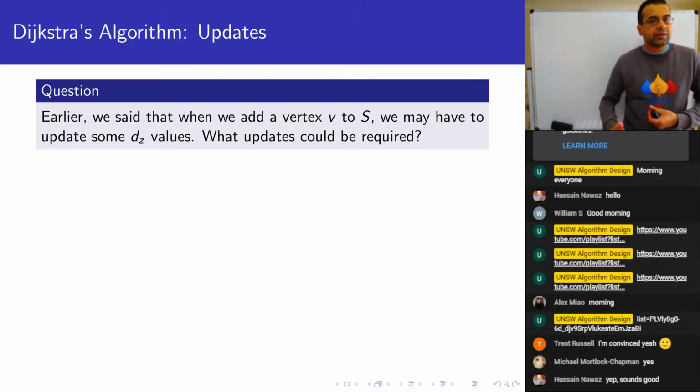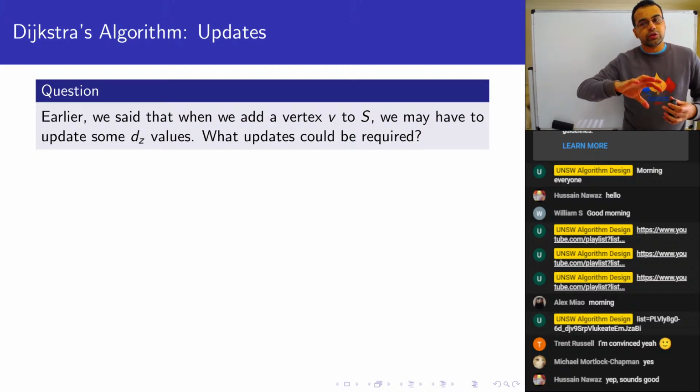And what updates exactly are required by this? When I add a vertex to S, I now potentially open up some other paths to other vertices Z, right? The dz value is always the shortest known path. That is the shortest path that goes entirely within S and then takes an edge out to the new vertex Z.